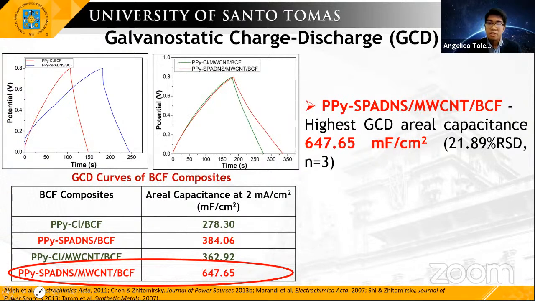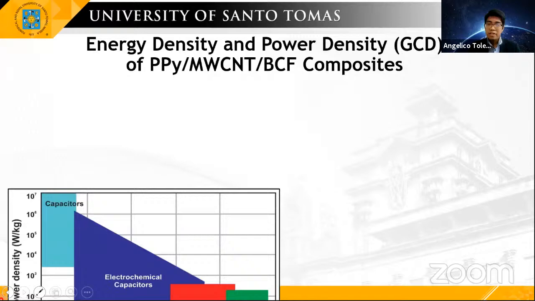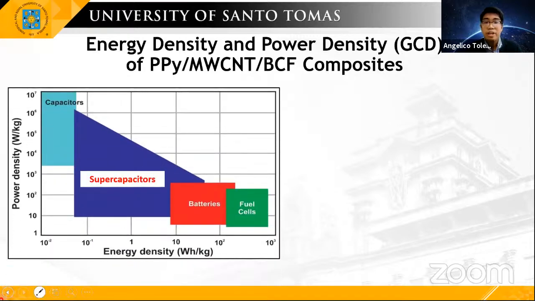This is also due to the increased porosity. It is analogous to a sponge. Since the sponge is porous, it can hold more water molecules. The same thing here. The more porous the composite is, the more charged particles can hold onto it, thus having a high areal capacitance.